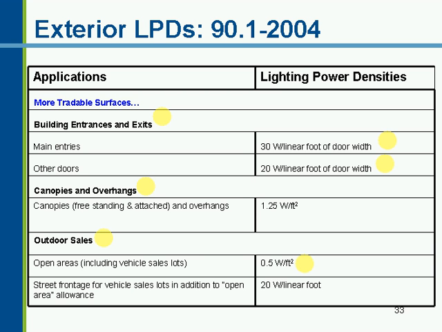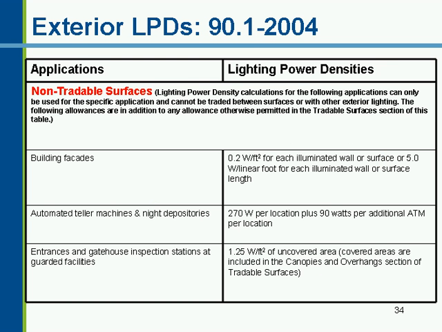However, there's also an understanding that the frontage area of outdoor sales is important for sales purposes. So there is a street frontage allowance for vehicle sales lots in addition to the open area, and that again is on a linear foot basis, 20 watts per linear foot for the frontage of the sales area. That covers it for tradable surfaces.